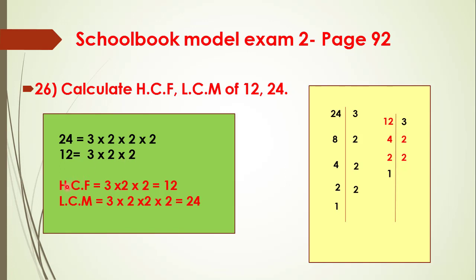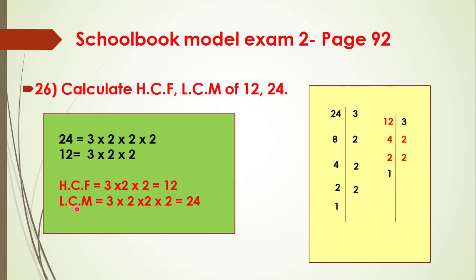Now, to calculate the highest common factor, I'll take only one from each similar column. So I'll take from here 3, from here 2, from here 2. I don't take the last 2. So 3 times 2 times 2. It means 3 times 4, which is 12.